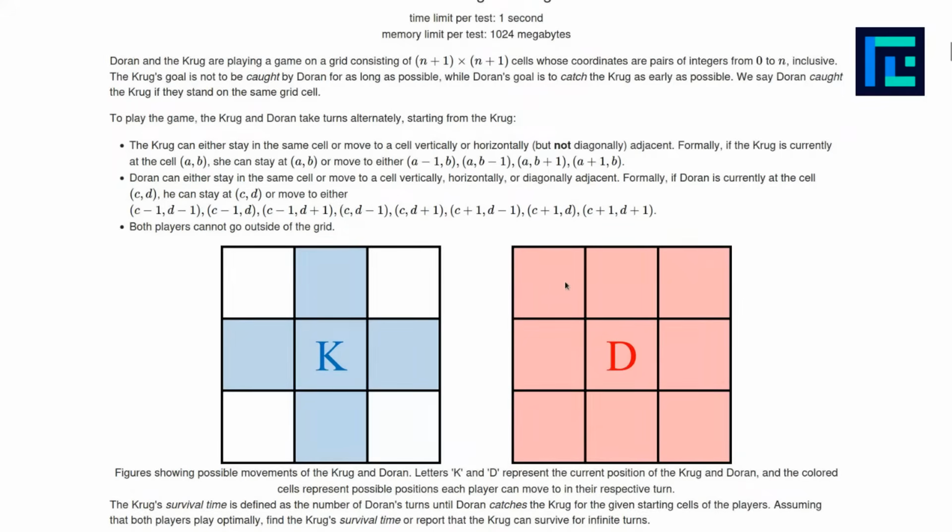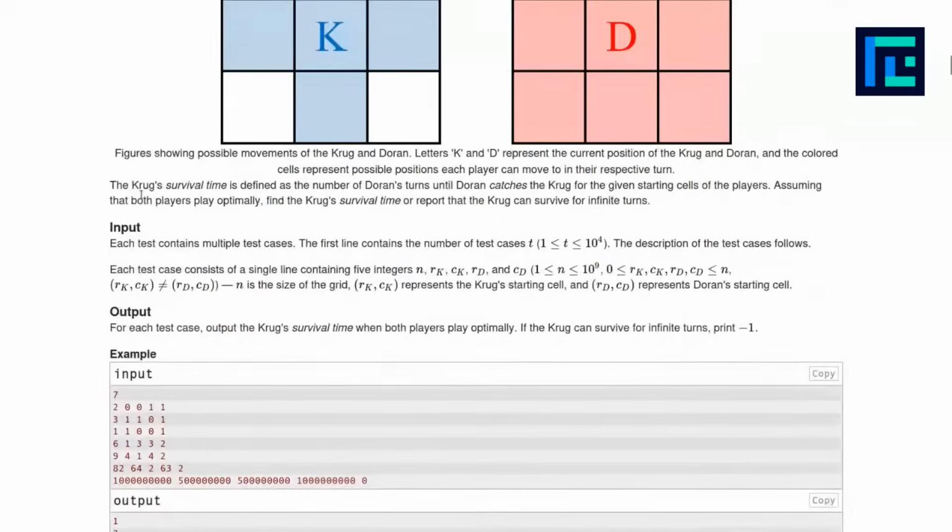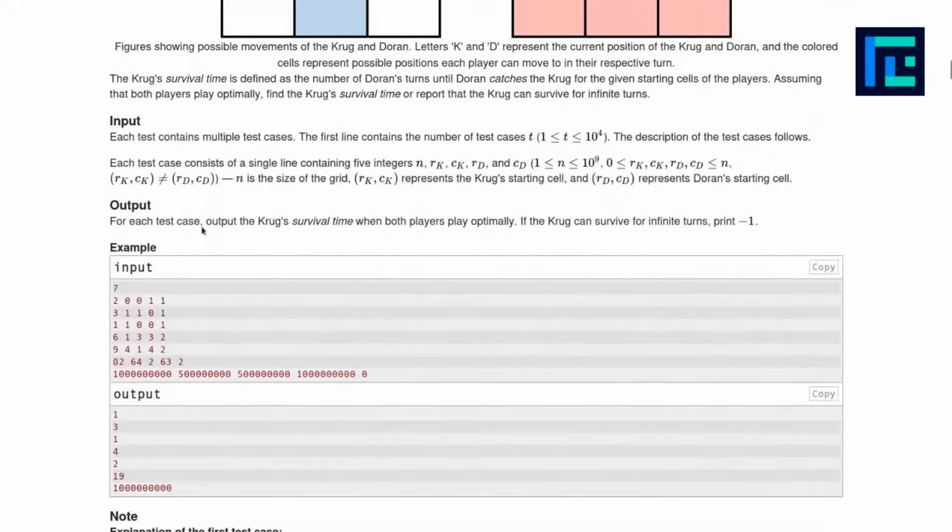So you can move in all these 1, 2, 3, 4, 5, 6, 7, 8 directions, right? And they can also stay at the same cell, so they can either move or stay at the same place. That's both valid, right? And basically the Krug is trying to escape from Doran, and Doran is trying to catch the Krug. The Krug's survival time is the number of turns that the Krug can stay away from Doran, assuming optimal play. For each test case, we need to output the survival time. If he can survive for infinite turns, output -1.